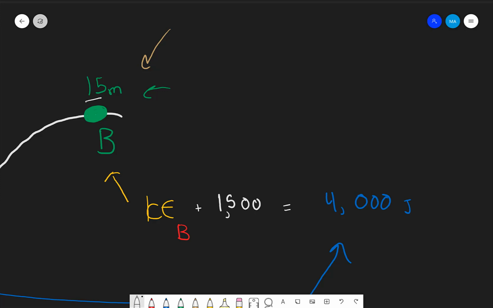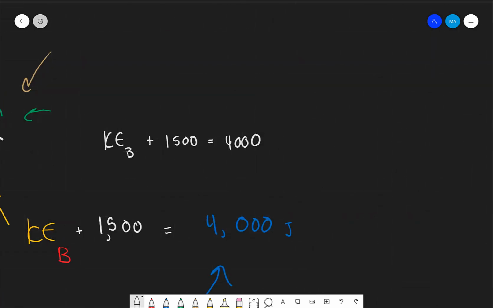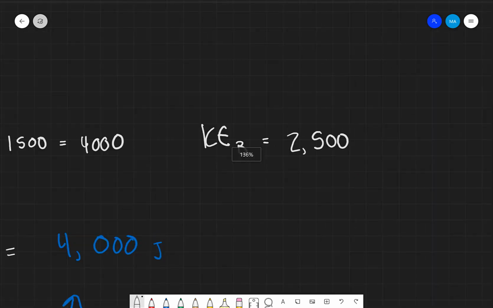Maybe all the colors are confusing, so let me just write it out. What we have is that the kinetic energy at point B, which is what we're looking for, plus 1,500 is equal to 4,000. This is now a pretty simple problem. All you have to do is 4,000 minus 1,500 to figure out the kinetic energy. The kinetic energy at point B is going to be 2,500. So that's half of the problem done.